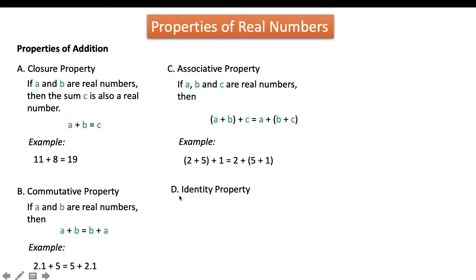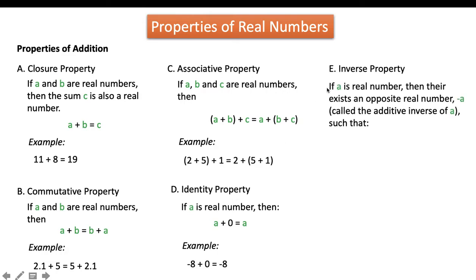and that is the associative property of addition. Addition has the identity property, which says that if a is a real number, then a plus 0 is equal to a. A real number added by 0 will not be changed. Example, negative 8 plus 0. Since it is added by 0, the answer is still negative 8, and that is the identity property.